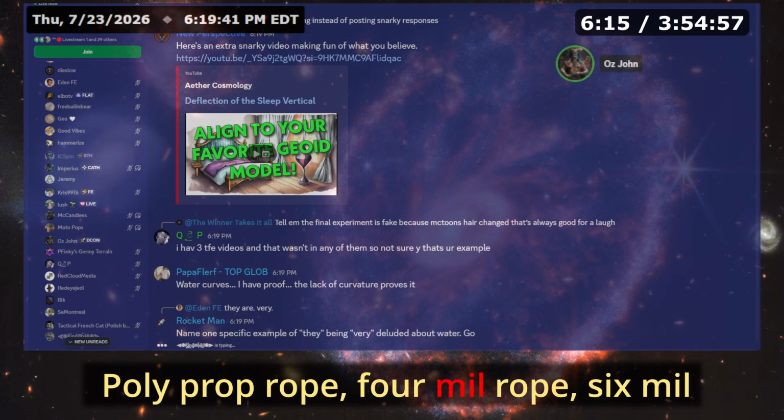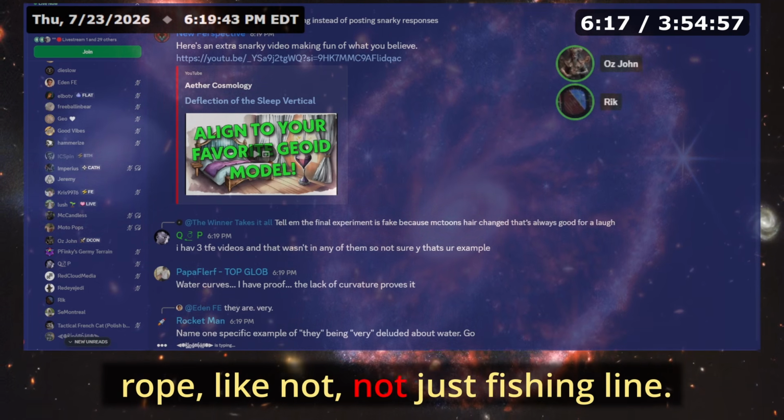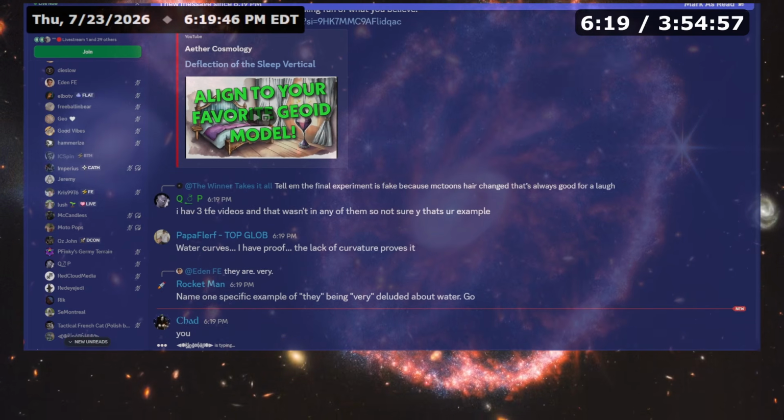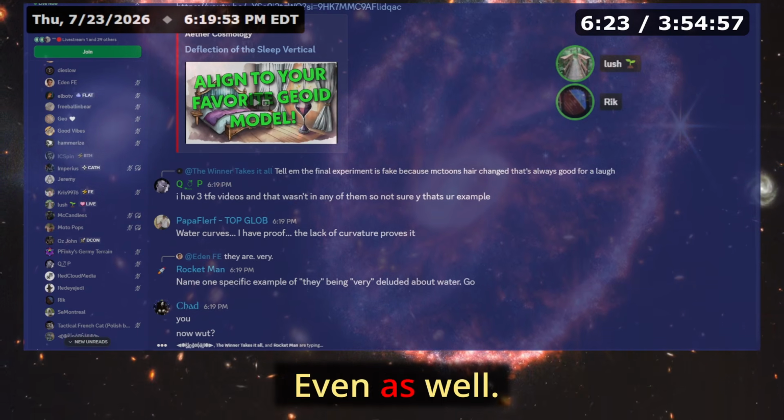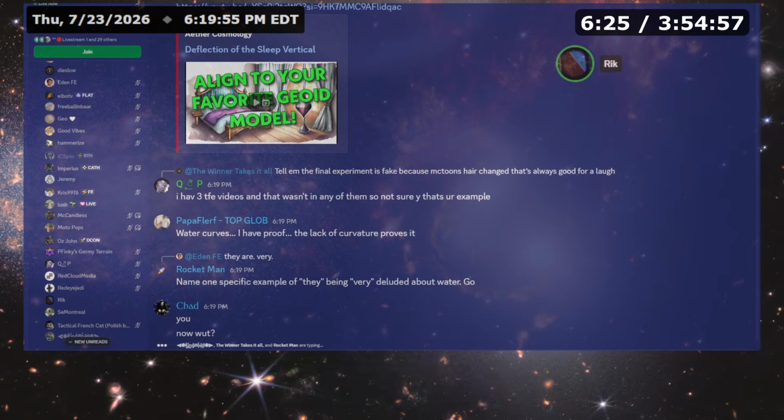Polyprop rope, 4 mil rope, 6 mil rope, not just fishing line. Yeah. The thicker the rope, the more force that it gets from friction in the water. That's what I was about to say. Really thin fishing line. Sorry, Lush.